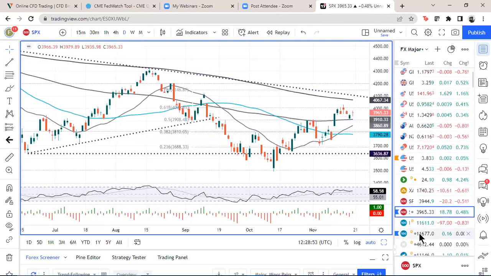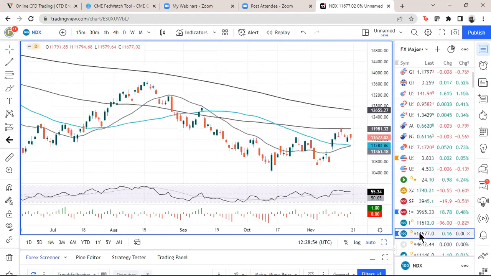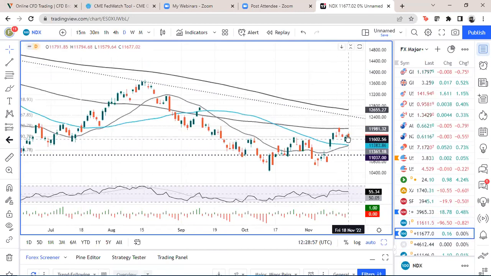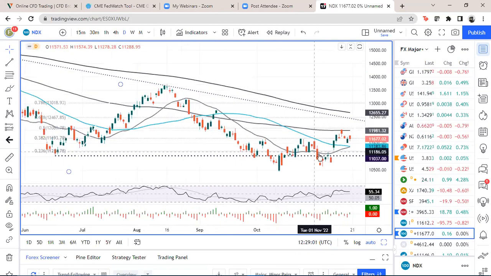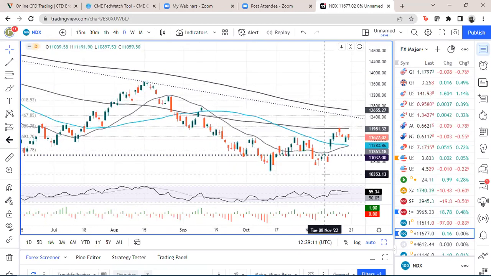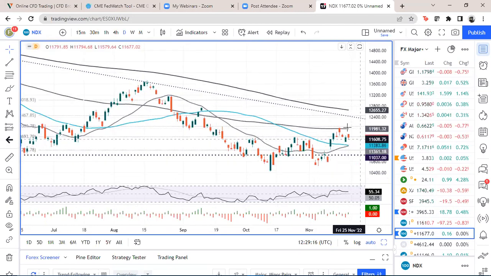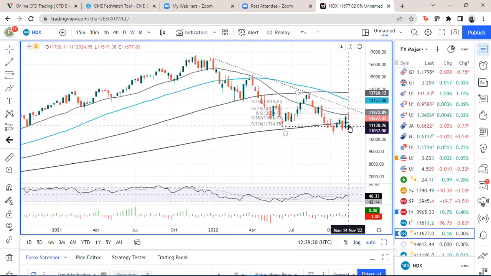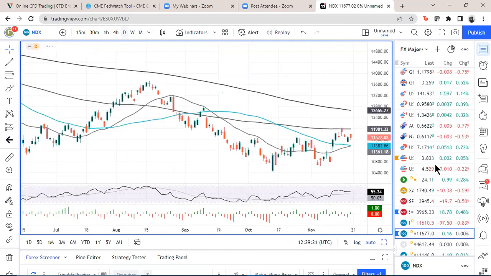Other technicals, just to briefly look at NASDAQ, you can see the 100-day moving average capped the upside at 11,981 there, and we're now on a fib level, 11,693, sorry, sort of offering some support. Again, if you look at the weekly, you can see that doji candle, so a little bit of indecision.